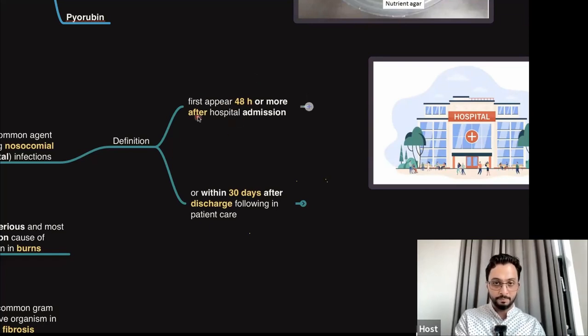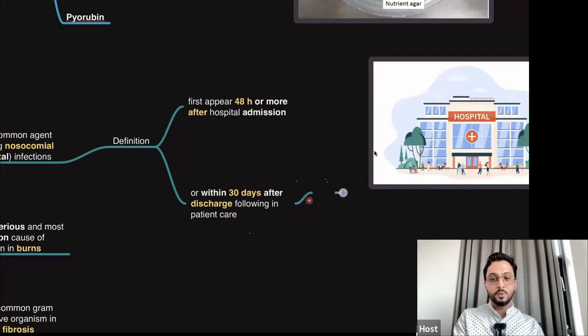48 hours after. Okay, now another, within 30 days after discharge. Now the patient has no problem, he was in the hospital, no issues, but got discharged. After discharge, he got infected within 30 days. Now what is the reason for that? Incubation period. This bacteria has a very long incubation period because it gets inside the patient's body. It can even go up to 30 days to create an infection or symptoms. So these are the 2 definitions of nosocomial infections.